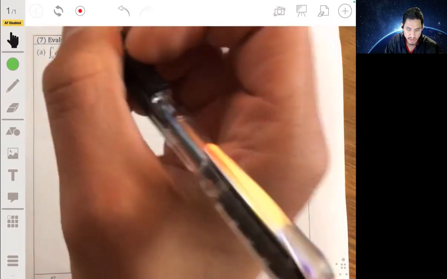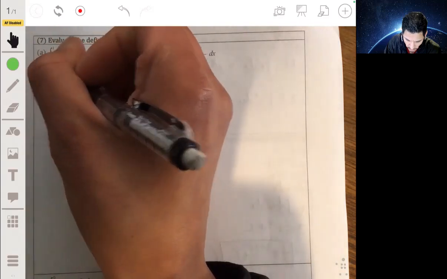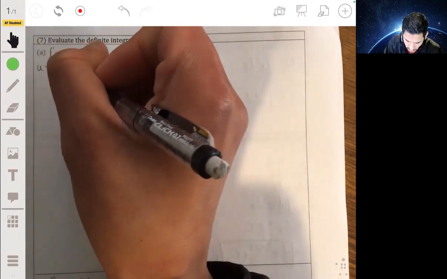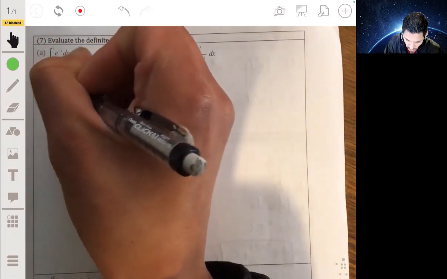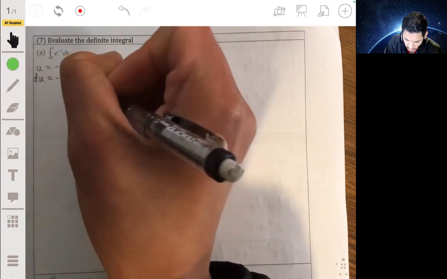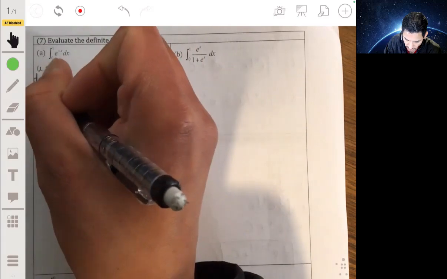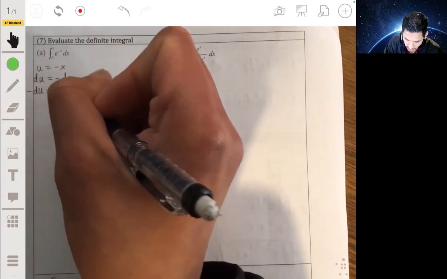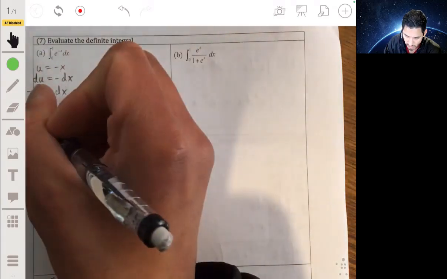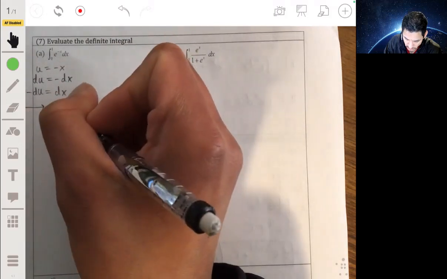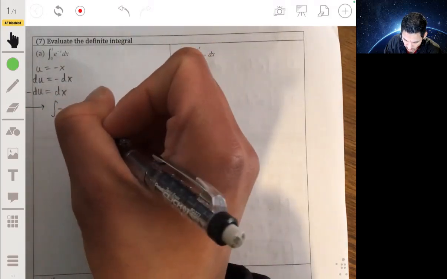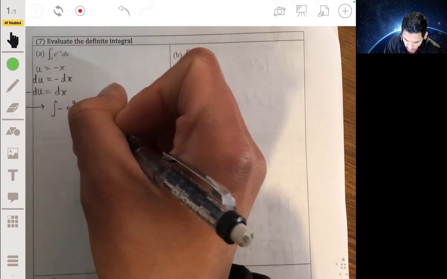So we're going to use u substitution, and we're going to make u equal to negative x, and then du will be negative dx. We don't quite have negative dx, but we got dx, so we're going to make negative du equal to dx. And then we can rewrite our integral as negative e to the u du.